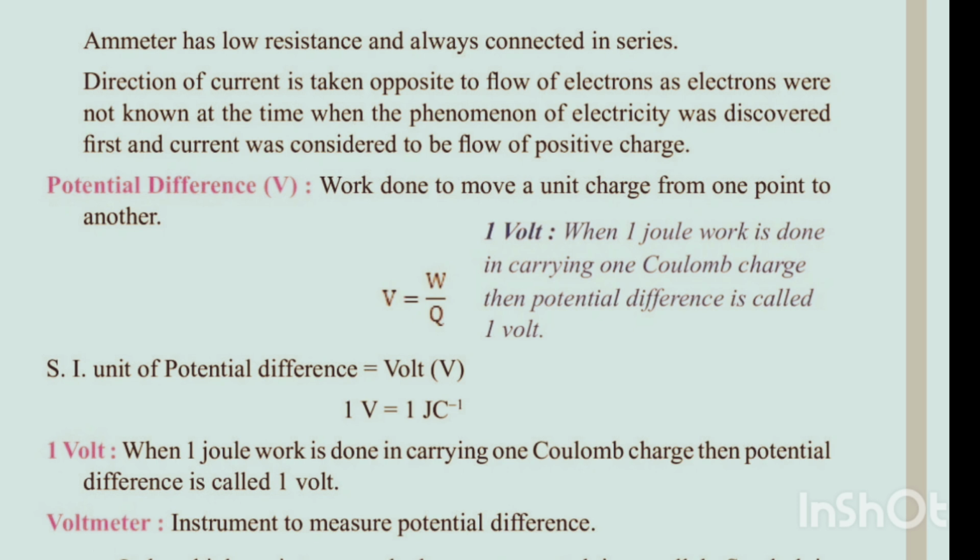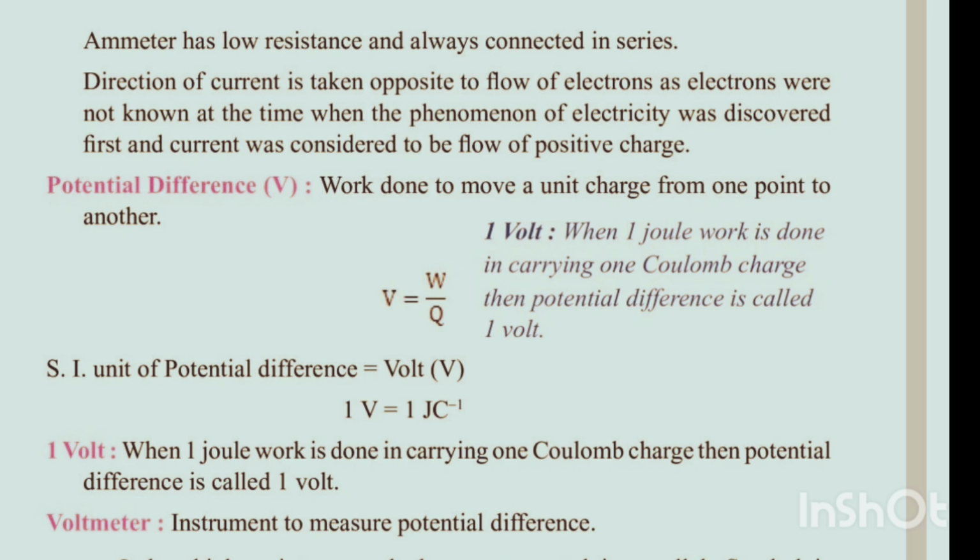Next we have the ammeter. An ammeter has low resistance and is always connected in series. It is not connected in parallel, because it has low resistance. The direction of current is taken opposite to the flow of electrons, as electrons were not known when the phenomenon of electricity was discovered. Earlier it was believed that only positive charges flow in the current, not electrons.